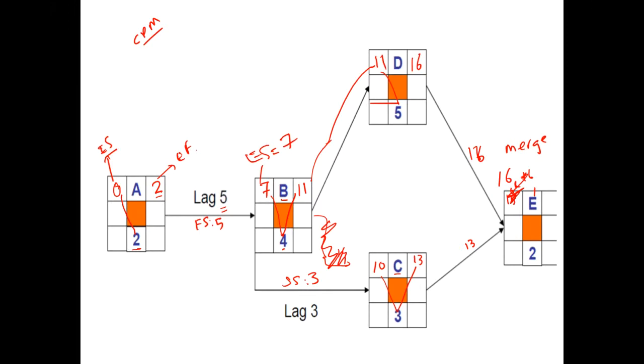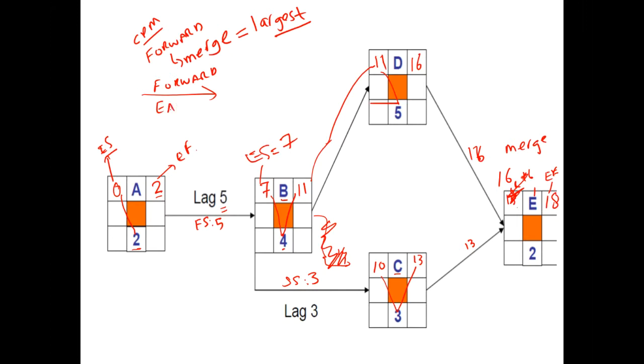So from this, we have learned that when we are doing a forward pass, if we come across a merge activity, we have to choose the largest value. This is a rule of thumb that has to be kept in mind. And the 18 would be the early finish time for the last activity. What we have done just now is called the forward pass, and it helps us calculate the early possible times to start work on our project.